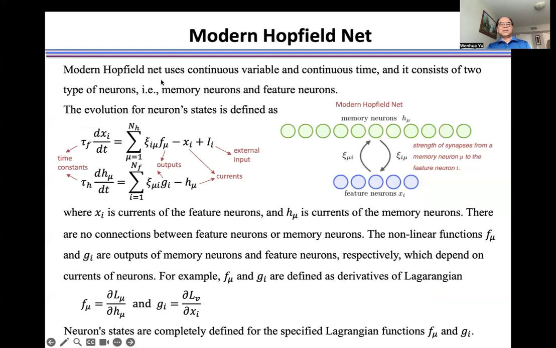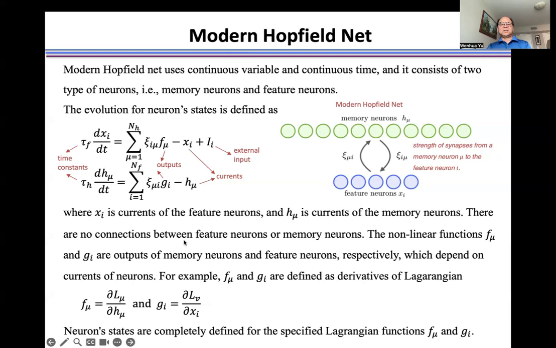Modern Hopfield net uses continuous variables and continuous time, and it consists of two types of neurons, namely memory neurons and feature neurons. The evolution of neuron states is defined here, where Xi is the current of the feature neurons and H mu is the current of the memory neurons.